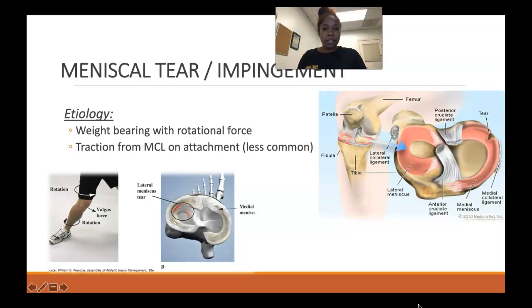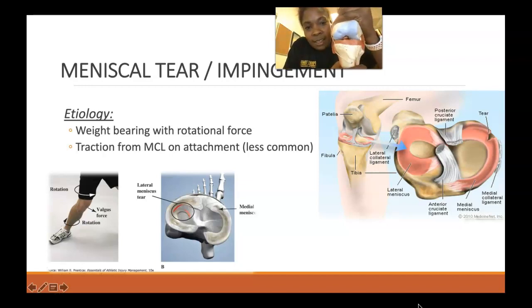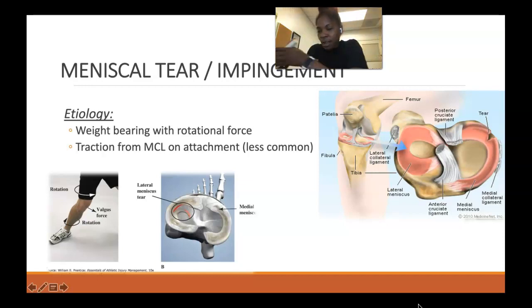So what is the etiology? Quite honestly, it's any rotational force about the tibiofemoral joint. So here's the femur. Any rotation, can you guys see that? Any rotation will irritate, pinch, or tear the meniscus, right? So it's any type of knee injury or knee mechanism that involves rotation, okay? And obviously the patient has to be in a weight-bearing position.